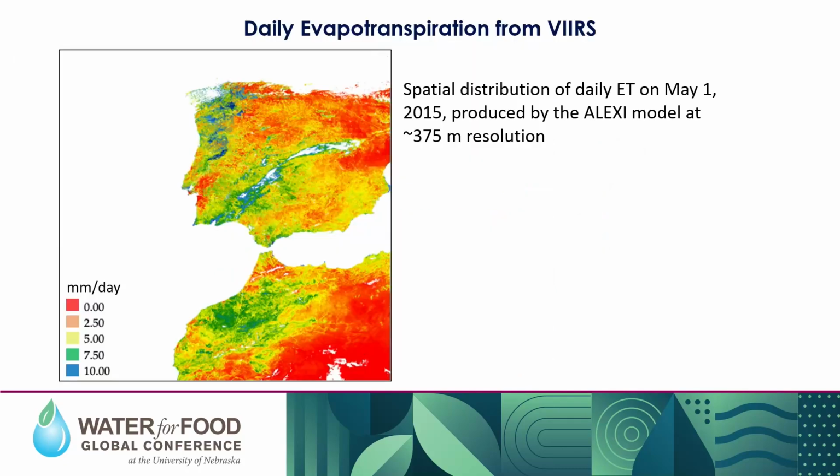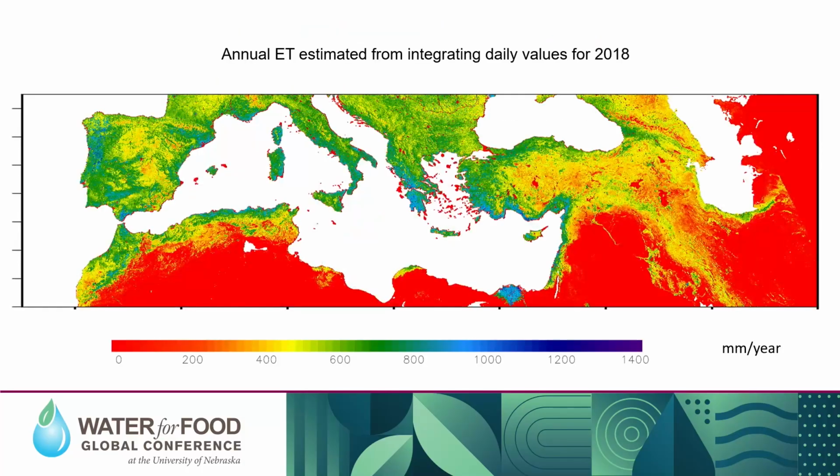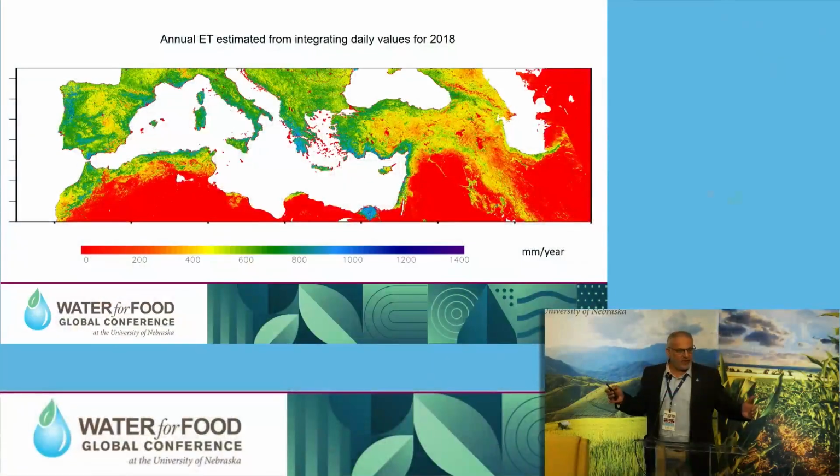Another daily ET from Spain and from Morocco, that's May 1st, 2015, at 375 meter resolution. This is seasonal, so we can add up all the days of a whole year and then produce a seasonal. This is North Africa, Near East.